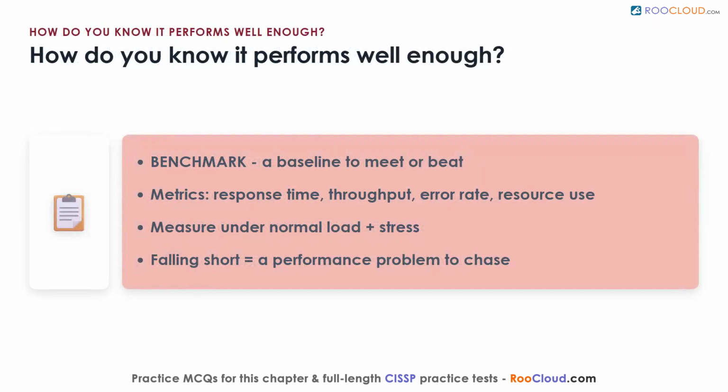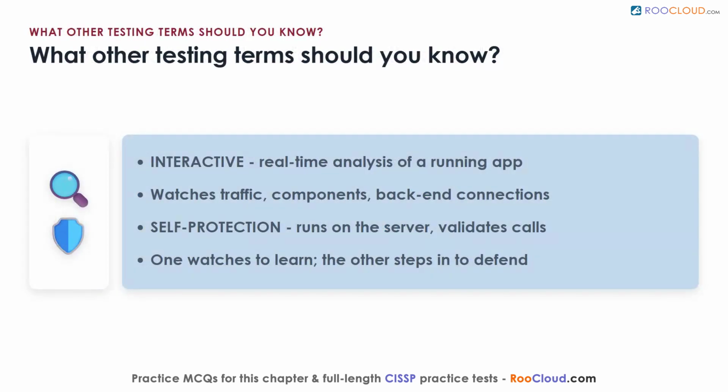How do you know the software performs well enough? You measure it against a benchmark. A benchmark is a predefined baseline that a system should meet or beat, expressed in metrics like response time, throughput, error rate, and resource use. You watch those numbers under normal load and under stress, then compare against the baseline. If the system falls short, you have found a performance problem to chase. A benchmark is the finish line time you set before the race, so you know whether the runner actually kept pace.